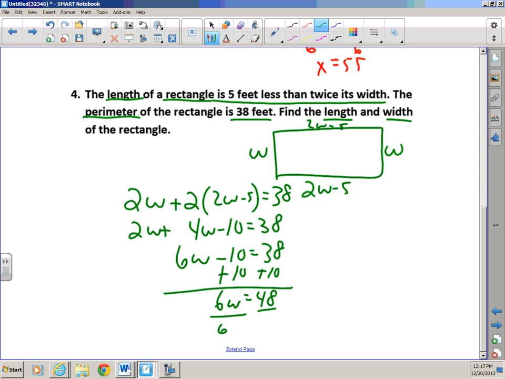Now, what you need to be careful of here, if you stop at W is 8, you don't get full credit because now you got to plug the 8 in to get that the length is 11. And then you could check 11 plus 11, 22 plus 16 is the 38. Right.